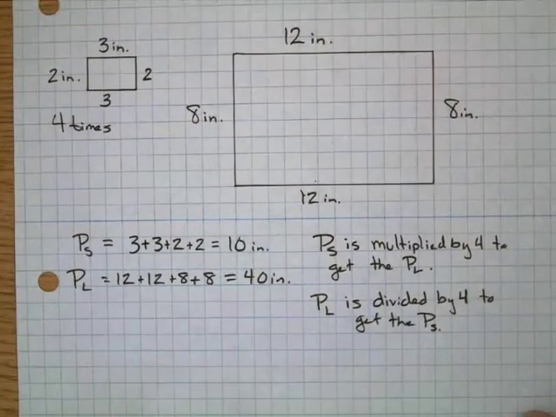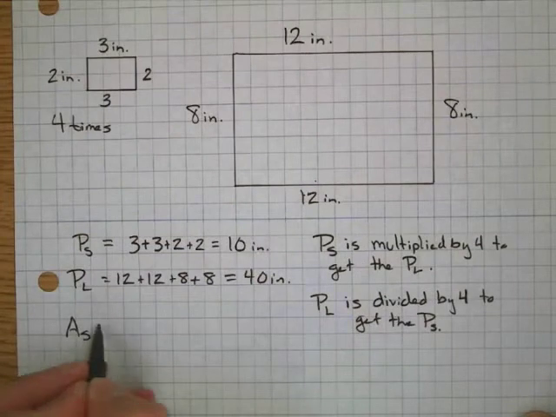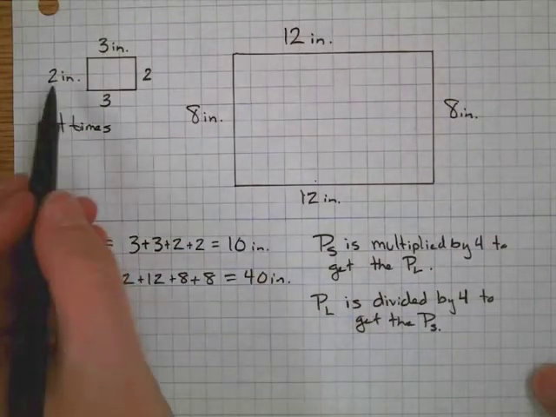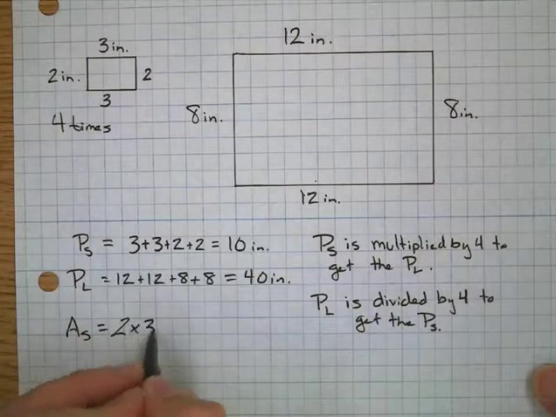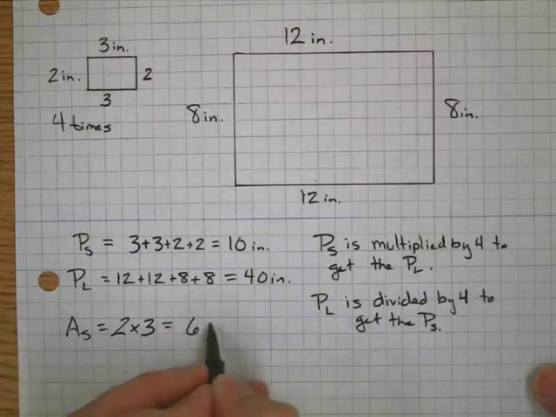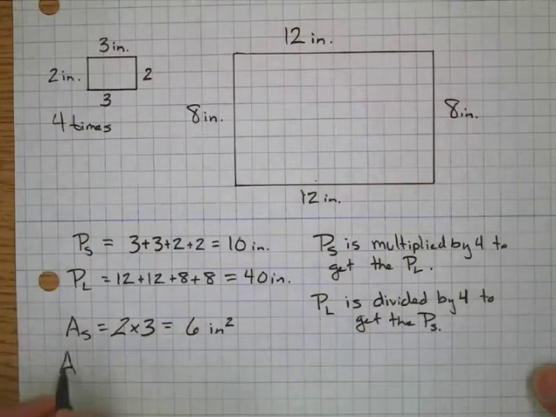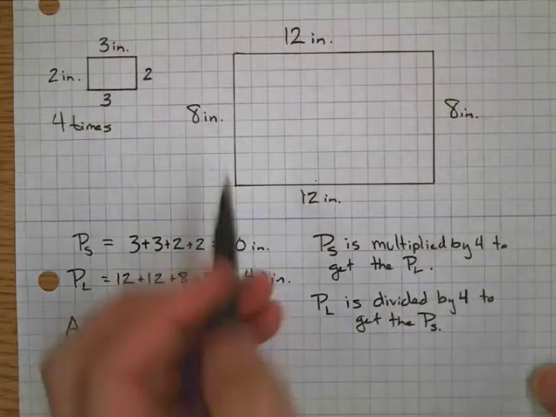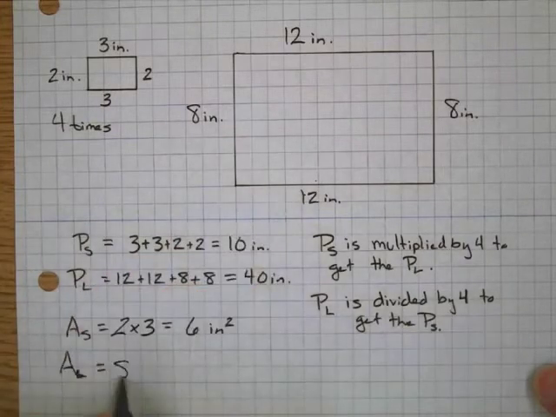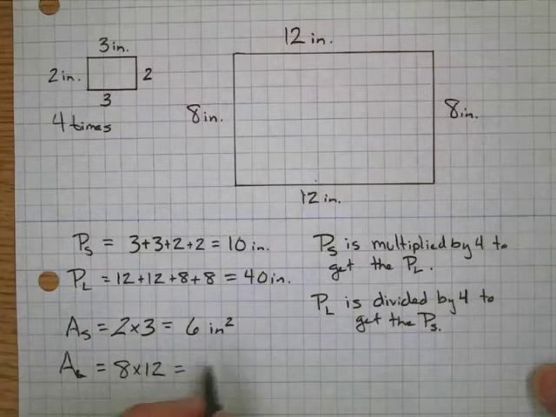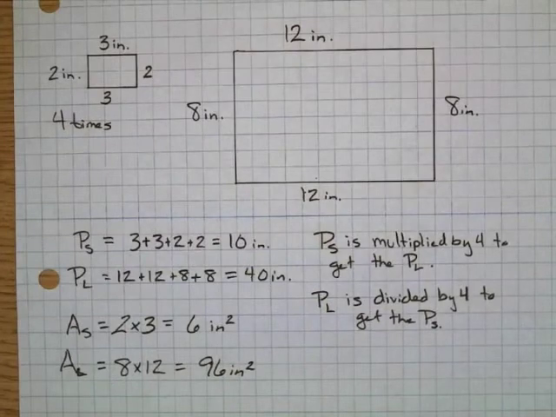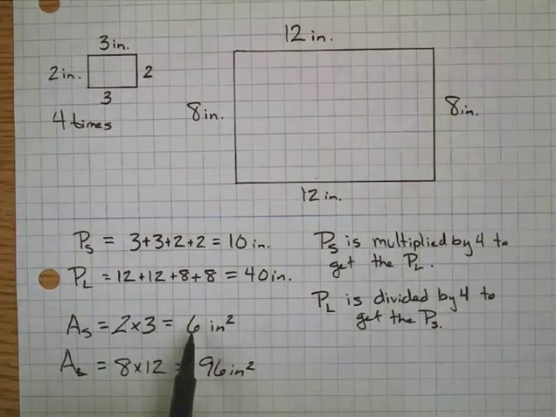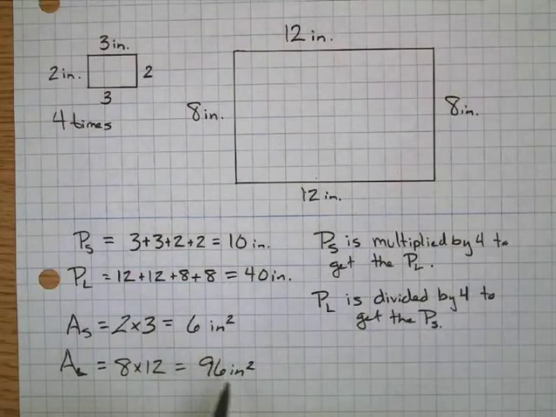So let's look at how area works. Let's take the area of the small rectangle: length times width, or 2 times 3, which is 6 square inches. And the area of the large, which is 8 times 12, is 96 square inches. So how do those compare? Well, how does 6 and 96 compare? 6 multiplied by 16 will get us 96.